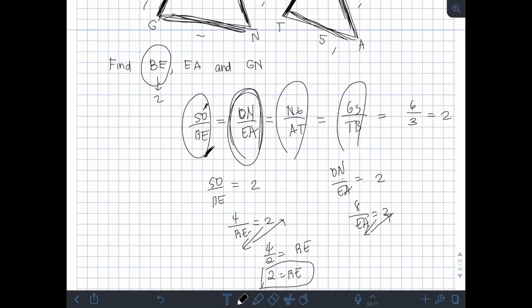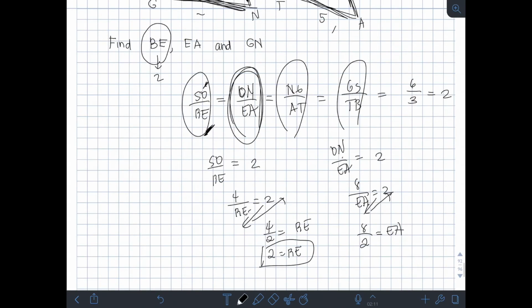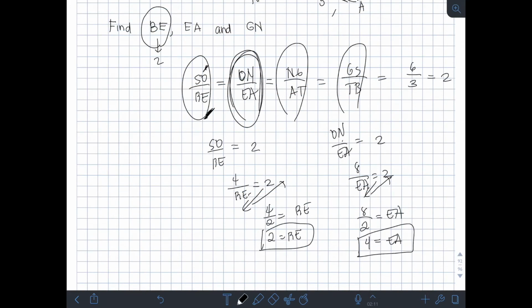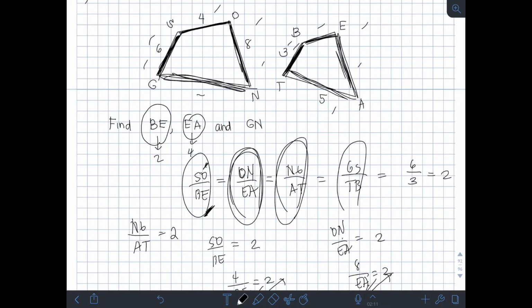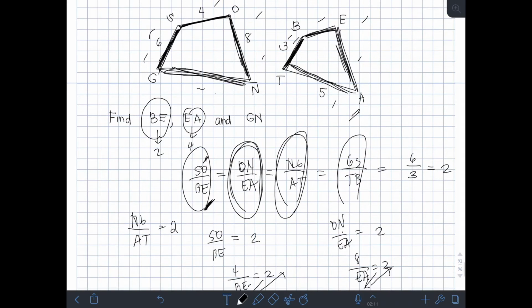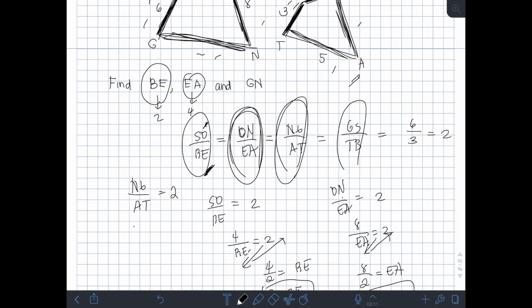So, cross-multiply ulit. 8 over 2 is equal to EA. So, 8 divided by 2 is 4 equals EA. So, EA is 4. Okay? So, last for this ratio, NG over ET, equal siya dapat sa 2. So, given this time ET, which is 5, tapos unknown si NG. So, NG over 5 is equal to 2. Cross-multiply si 5. NG is equal to 2 times 5 or 10.